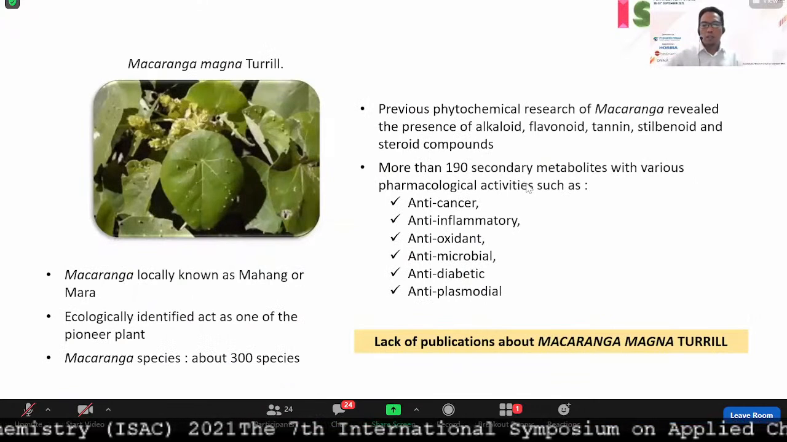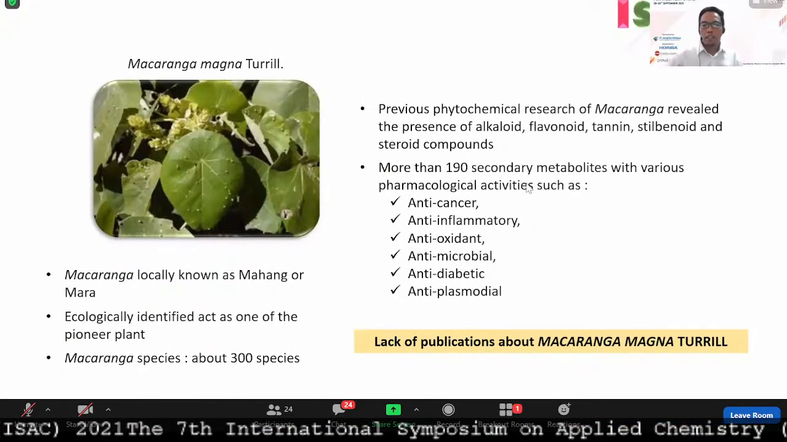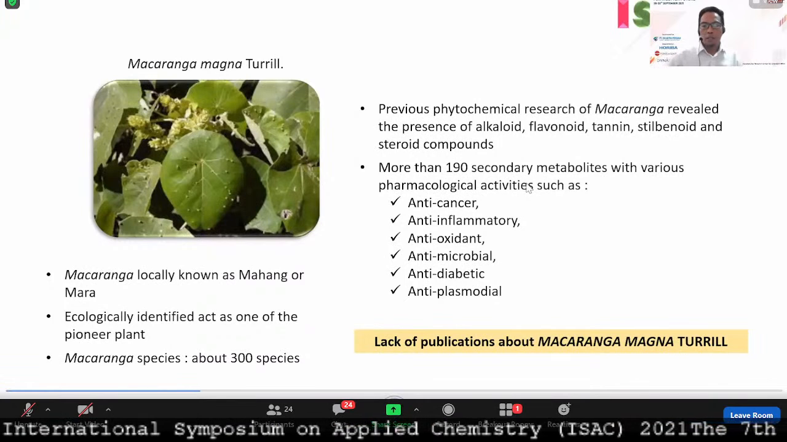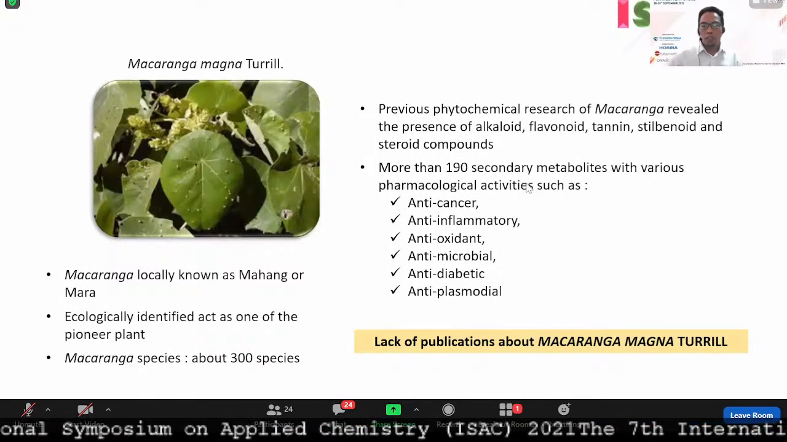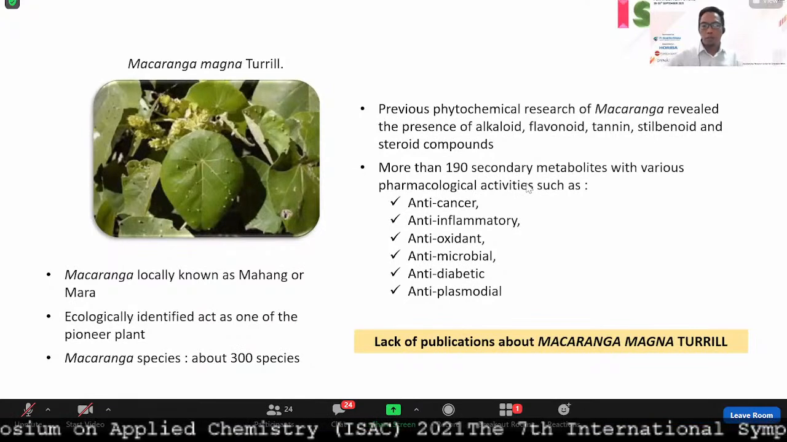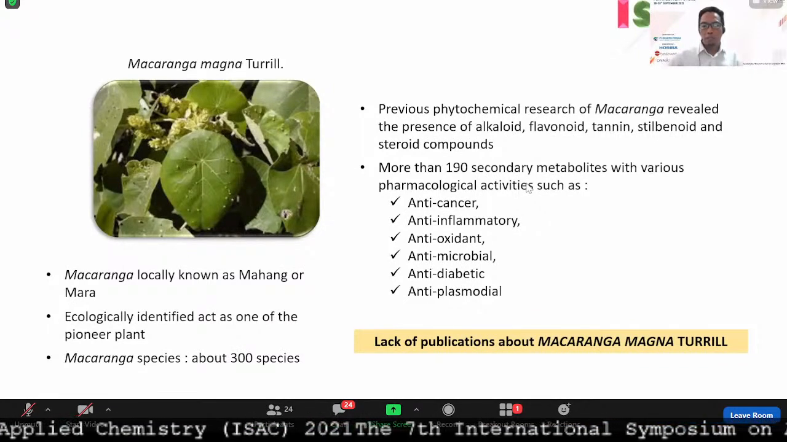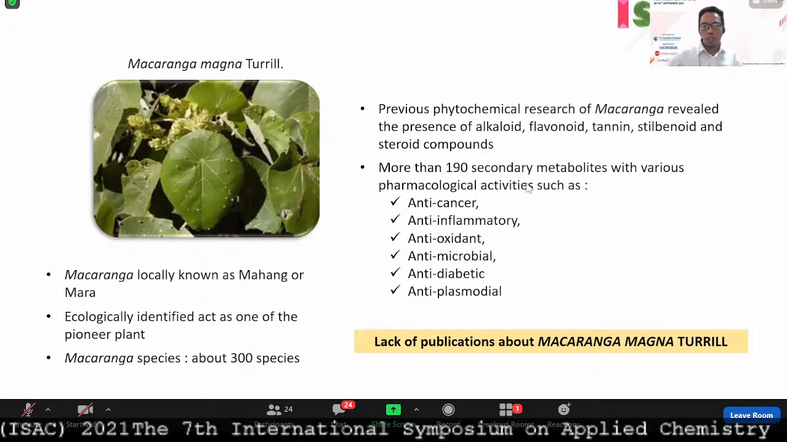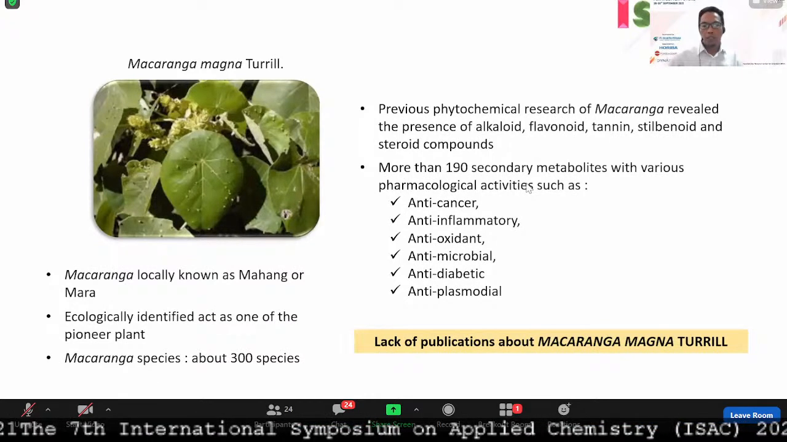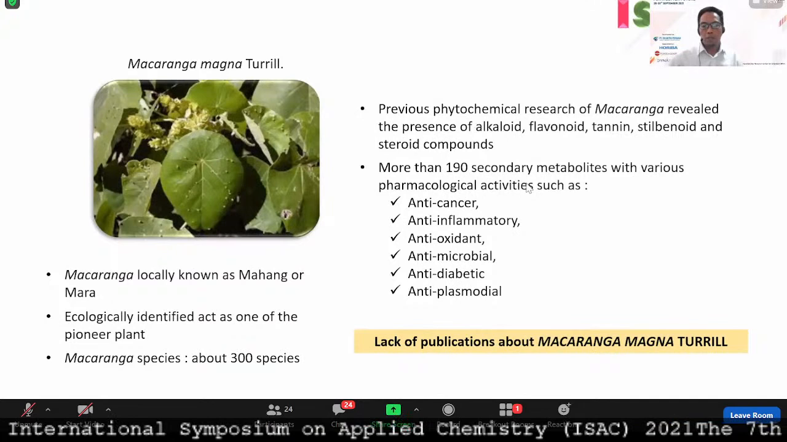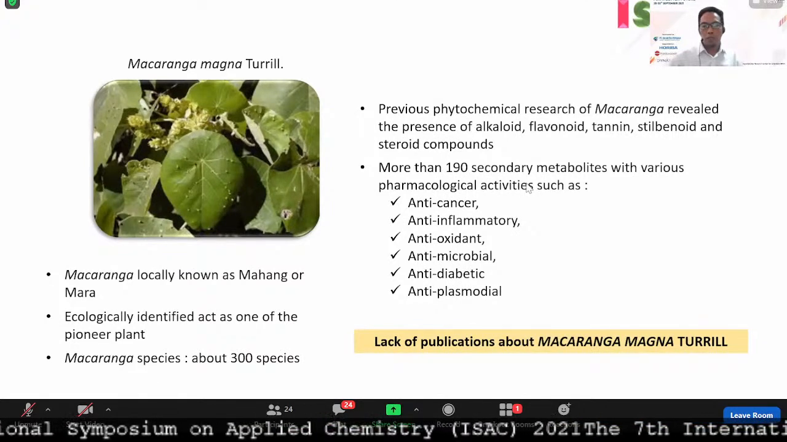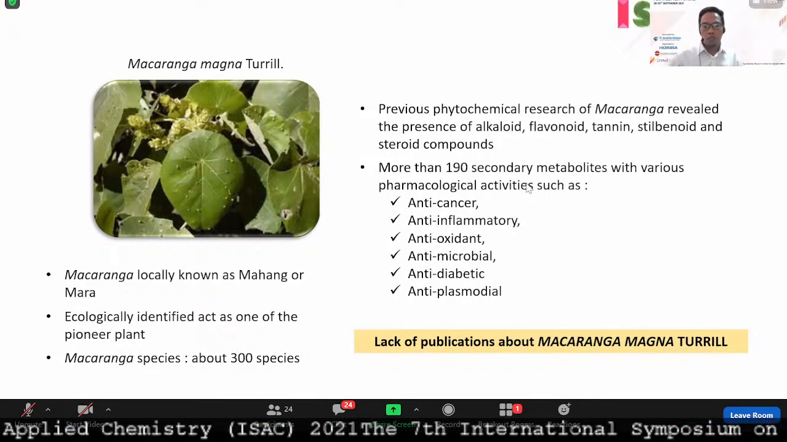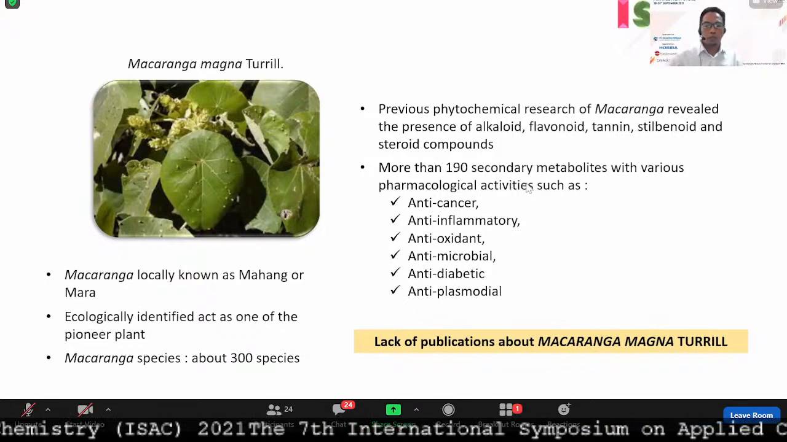Macaranga, locally known as Mahang or Mara, is ecologically identified as one of the pioneer plants with more than 300 species. Previous phytochemical studies saw that this genus is a source of alkaloid, flavonoid, tannin, stilbenoid, and steroid compounds. More than 190 secondary metabolites have been isolated from this genus, and this genus also has various biological activities such as anti-cancer, anti-inflammatory, antioxidant, antimicrobial, anti-diabetic, and so on. But there is a lack of publication about this species. That's why we chose this species to be explored.